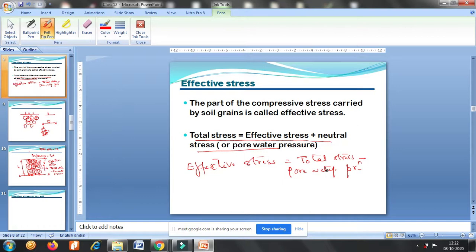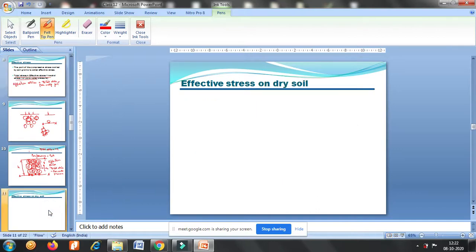So from the total stress, if you take out the pore water pressure, the stress given by the water has gone, then only the stress given by the soil grain will remain, and that is called the effective stress. Can you understand? So there are three terms: the total stress, pore water pressure, and the effective stress. The effective stress is equal to total stress minus the pore water pressure. Now let us calculate.